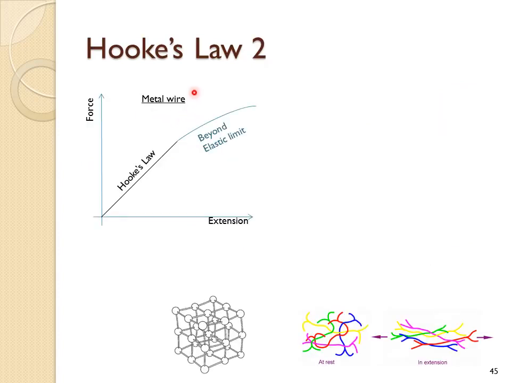A metal wire behaves similarly to a spring. It obeys Hooke's law for a short region, and that's because the bonds between metal atoms behave similarly to springs. If you keep pulling on a metal wire, eventually it will be past its elastic limit too, and it will stretch permanently. And that happens when the metal atoms no longer are attached to their neighbours with these spring-like bonds, and they're able to slip past each other.